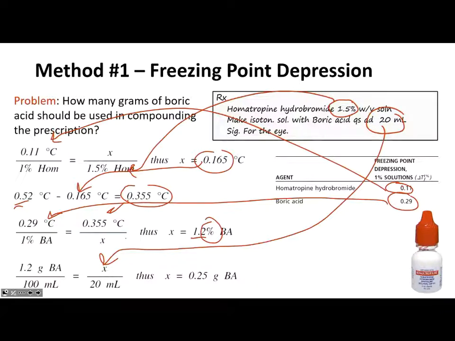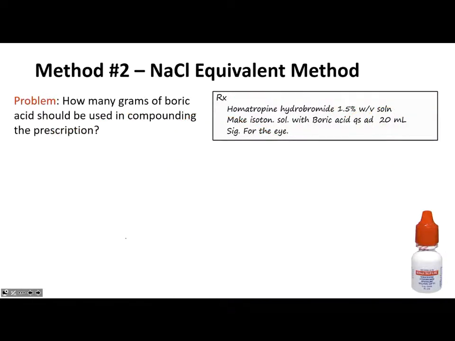And just figure the weight in grams of the amount of boric acid you need for only 20 grams given that concentration. Solve for that X, and you get 0.25 grams of boric acid. So in the end, that's the amount of boric acid that needs to be added to the homatropine so that the final solution is isotonic. Remember, they're additive. The two things added together give you the total that you need. So far, so good?